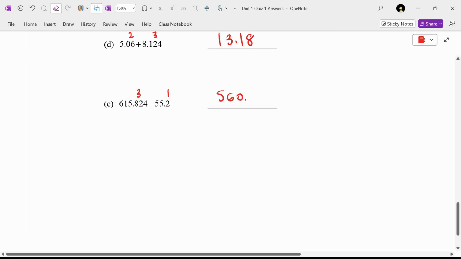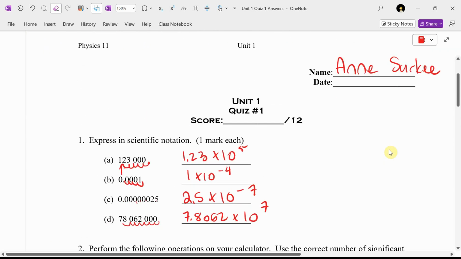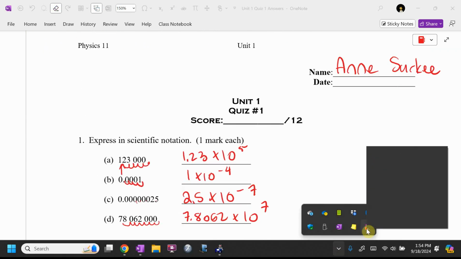560.6. All or nothing. Can you give yourself a score, please, out of 12 at the top of the page? If you need to lawyer with me, now is the time. Otherwise, let's do that.